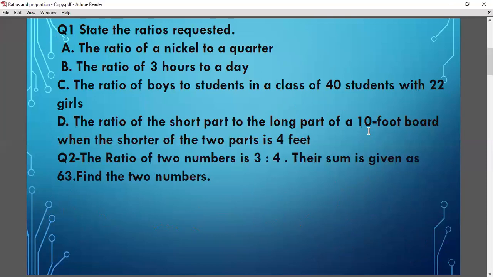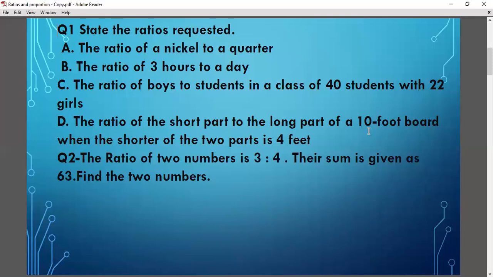Similarly, the D part, the ratio of the short part to the long part of a 10-foot board when the shorter of the two parts is 4 feet. In this question, they are asking you the ratio of the short part to the long part of a 10-foot board. The total value is given and the shorter value is given. But you need to find the ratio of the short part to the long part. So first of all, you need to find the value of the long part.